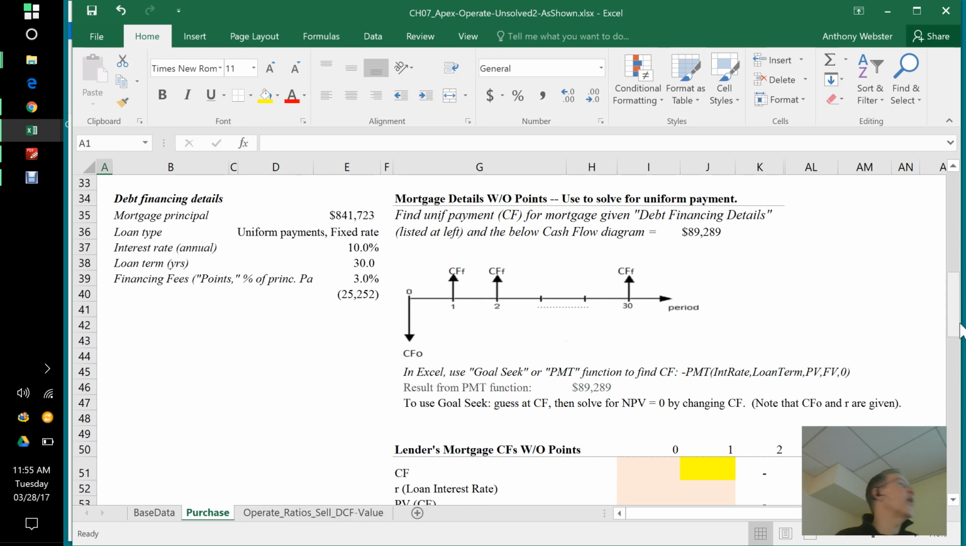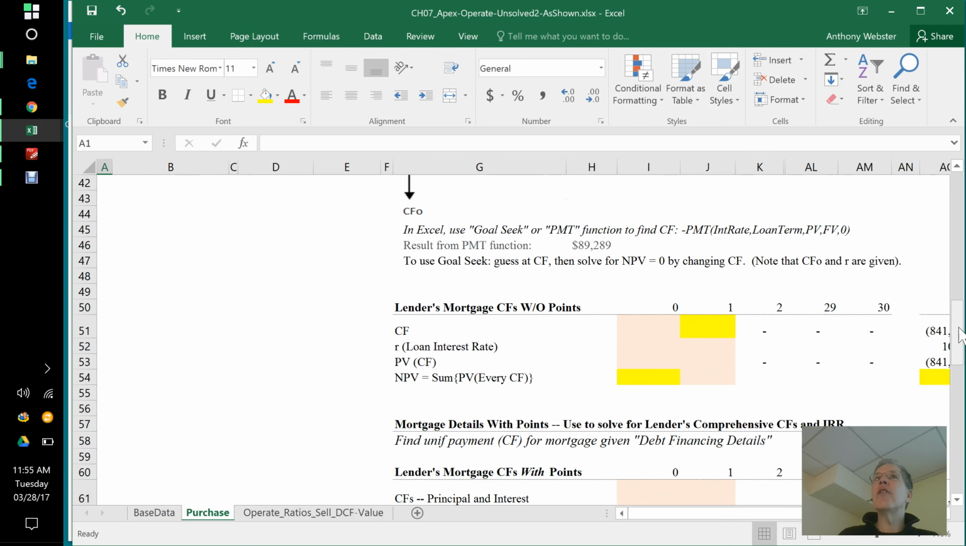And typically what's known for the lender is the interest rate, the amount that is being loaned out, the term of the loan, and the points. And what needs to be found, and this will be your job if you get an internship or an entry-level job working for a lender, is the uniform payment, okay? And we're just going to use goal-seek as we have before.